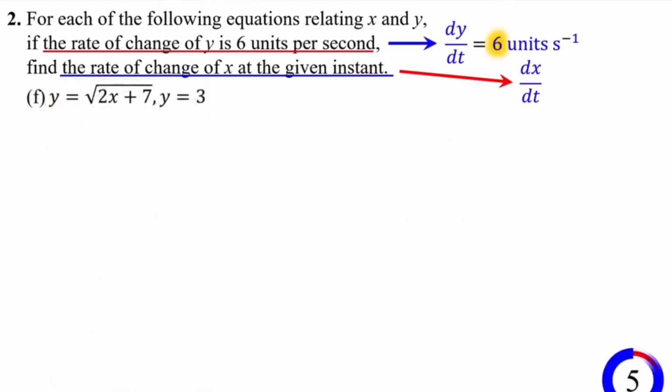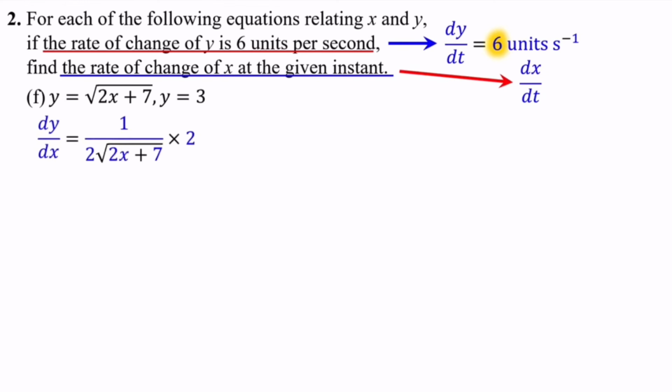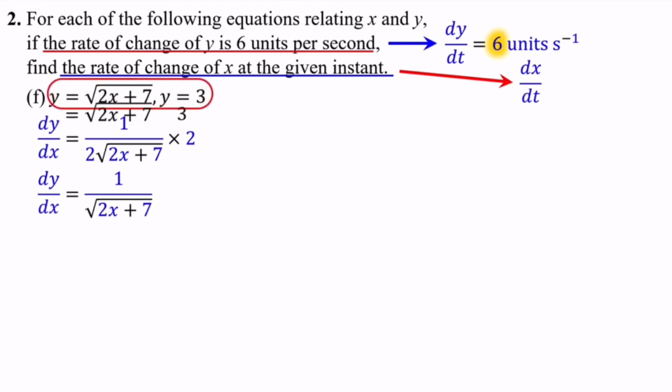We are given y equal to the square root of 2x plus 7. Okay, so let's differentiate y with respect to x. The dy/dt value is still given as 6 and we are asked to find dx/dt. So dy/dx is 1 over 2 square root of (2x plus 7) times 2. Don't forget the times 2. We need to substitute the x value, but we don't have the x value. After we simplify, dy/dx is just 1 over the square root of (2x plus 7). The 2 can be cancelled out.